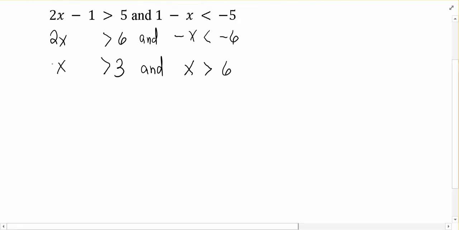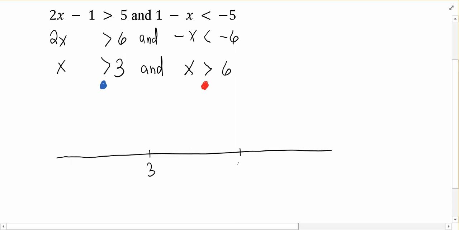We're going to call the x's greater than 3 our blue, and the x's greater than 6 our red. And we're going to draw a number line. So we got ourselves a number line. We're going to label the two important points, 3 and 6, in the correct order. Then above the number line, we're going to do x is greater than 3. That's an open circle at 3, and we'd be shading everything to the right.